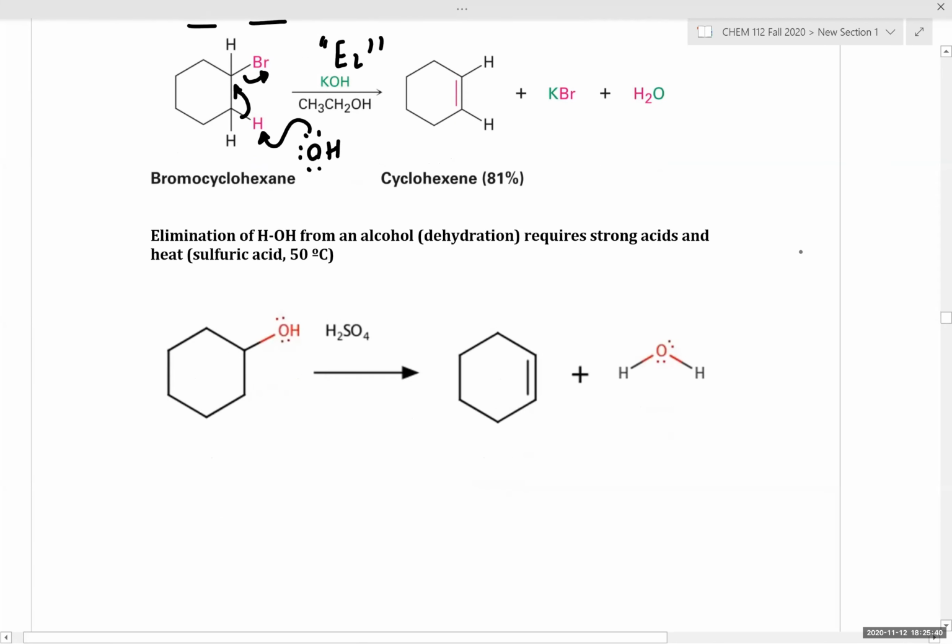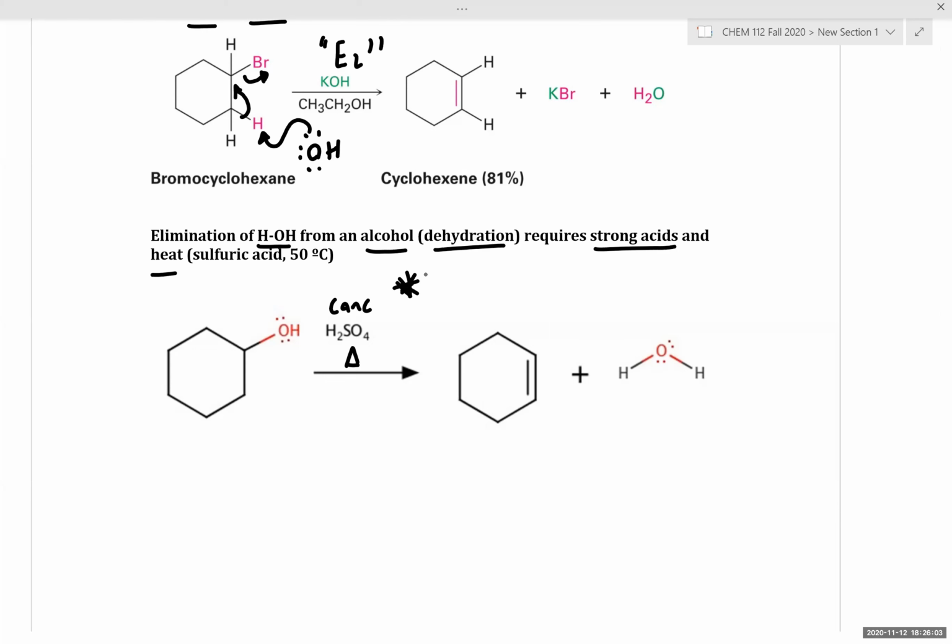The other method is elimination of water from an alcohol via dehydration. This typically occurs with strong acid and heat. So we typically use concentrated sulfuric acid and you heat this alcohol to really high temperatures. Have we seen this reaction before? Have we seen this reaction anywhere? Does this reaction ring a bell for anyone? Did we watch a video of this reaction previously in lab? Did we do something in lab related to this? What lab have we run this reaction before?